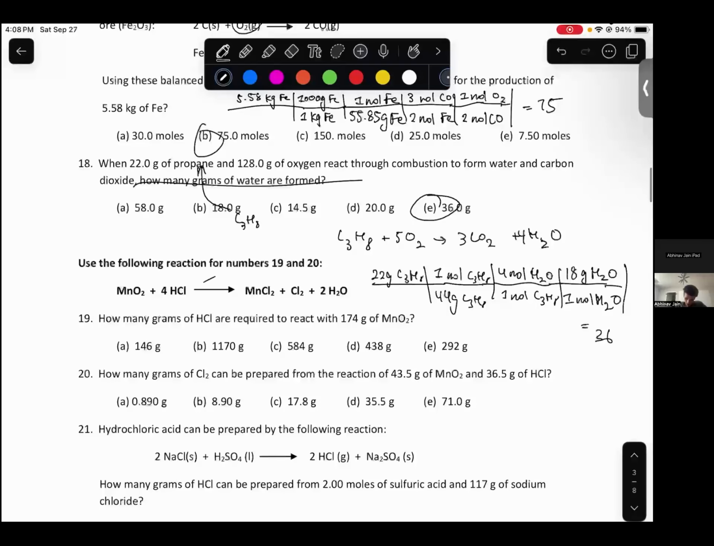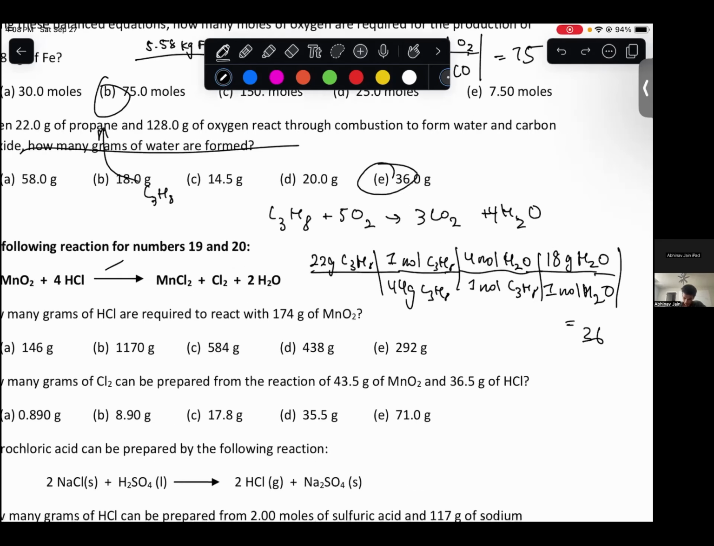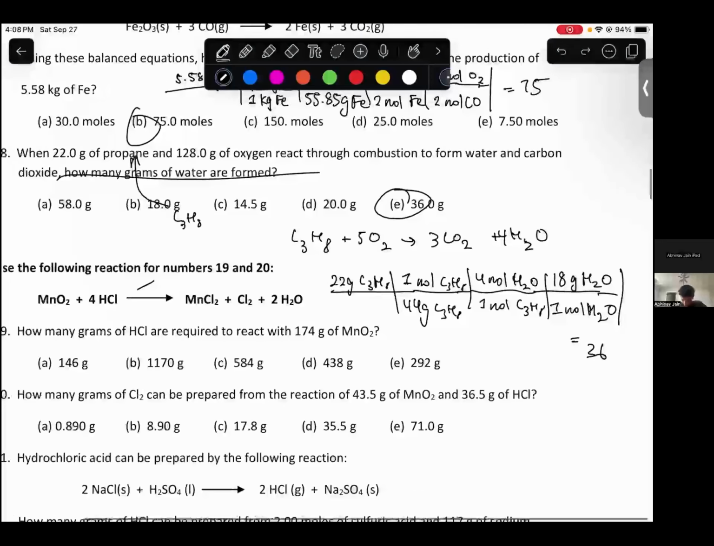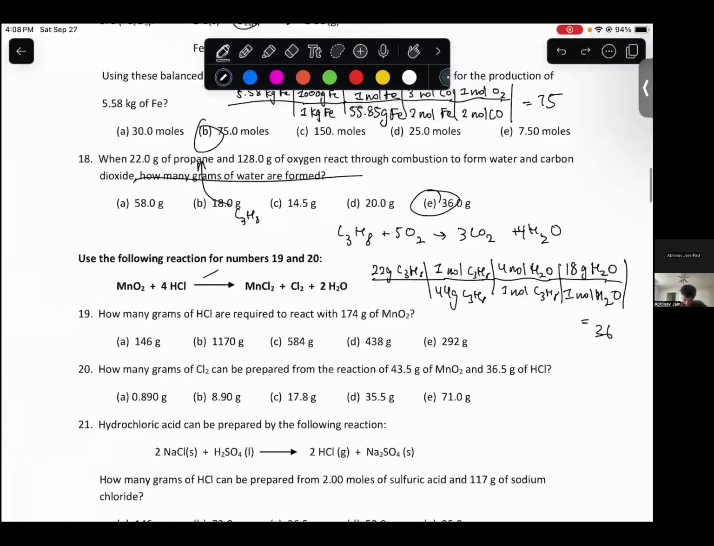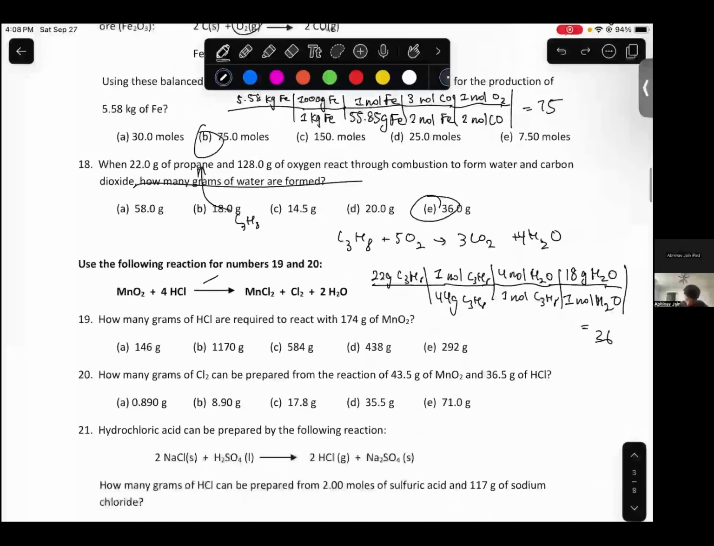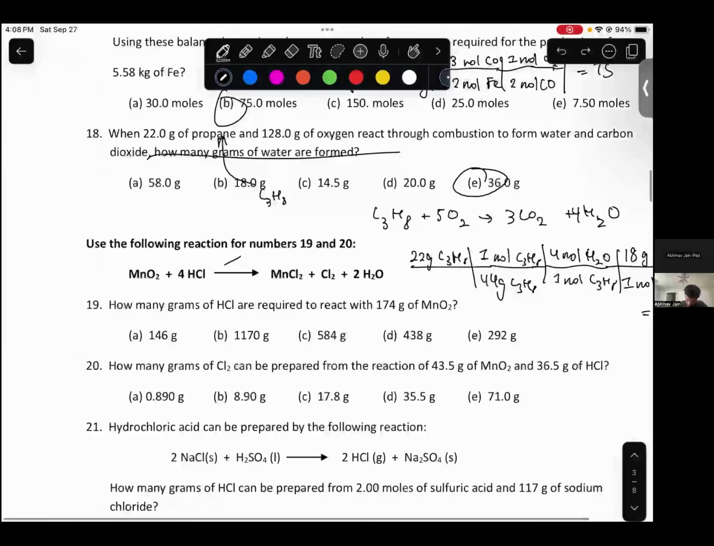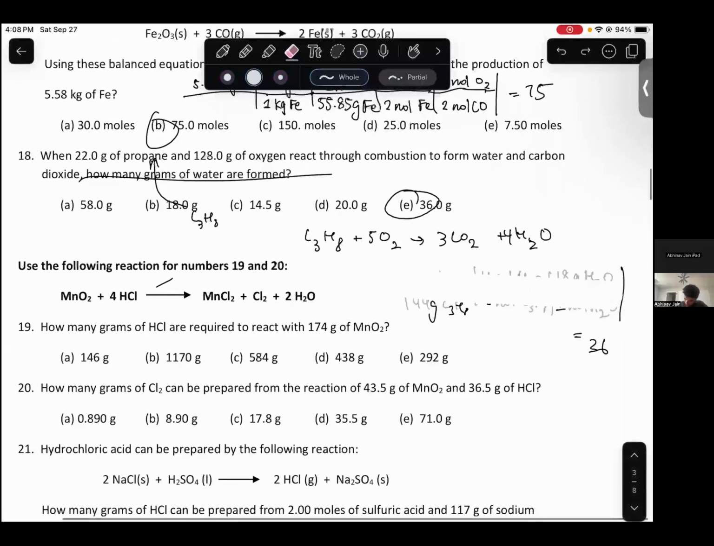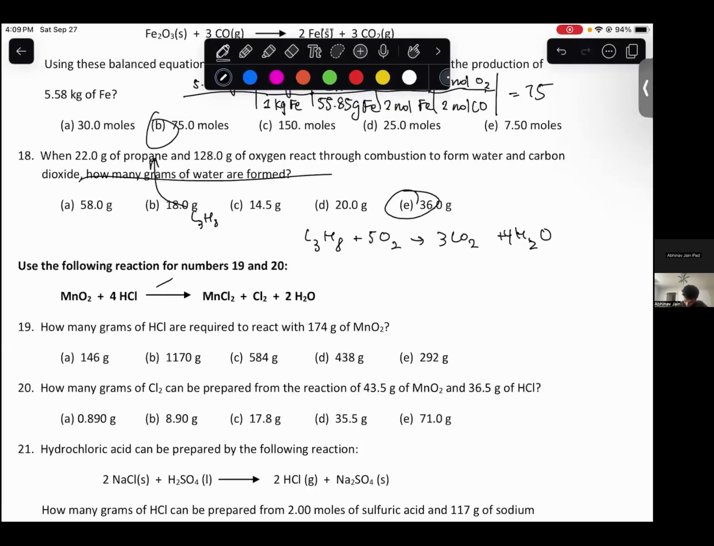Next up, we have this reaction right here, asking how many grams of HCl are required to react with 174 grams of MnO2. So for MnO2, let's quickly just do the stoichiometry. I'll erase this. So you have 174 grams of MnO2.